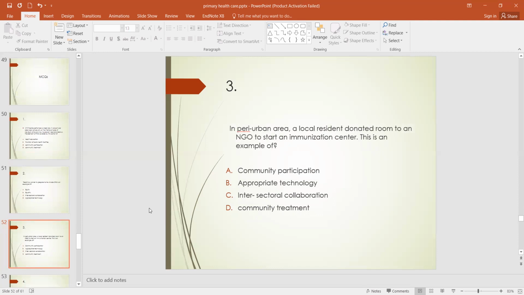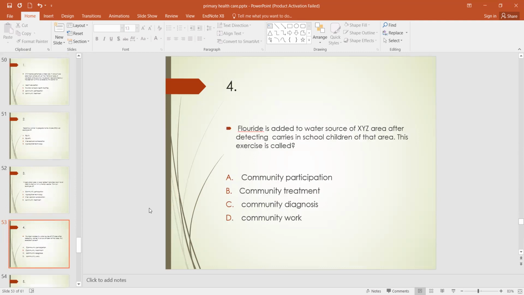In a peri-urban area, a local resident donated a room to an NGO to start an immunization center. This is an example of community participation, appropriate technology, intersectoral collaboration, community treatment. A is the right one, community participation.